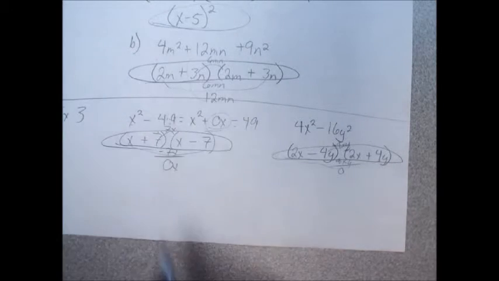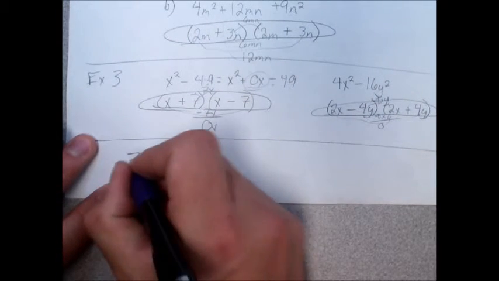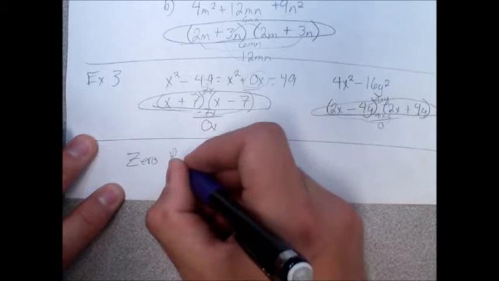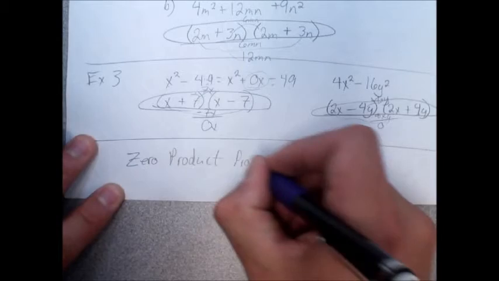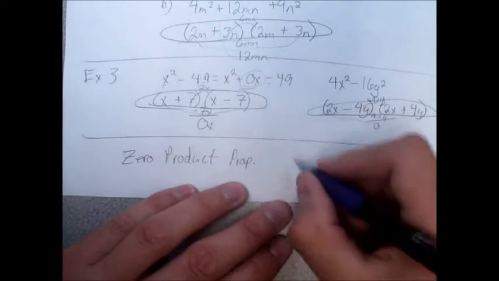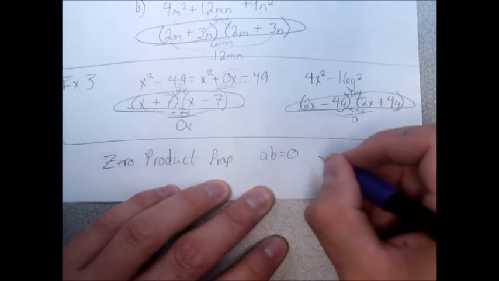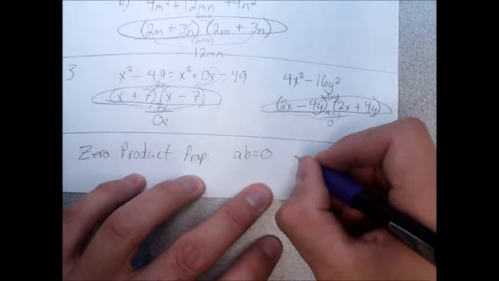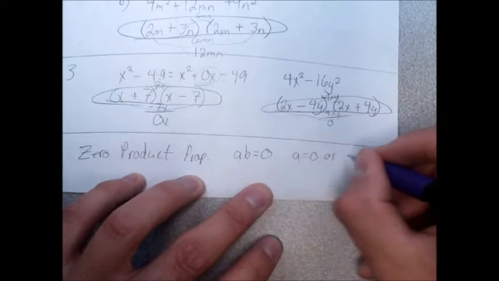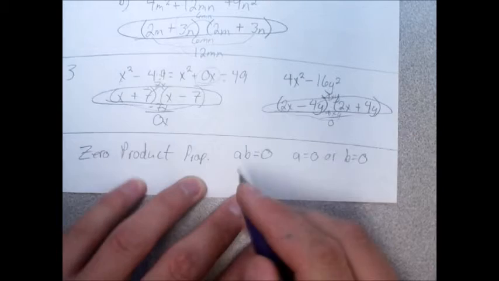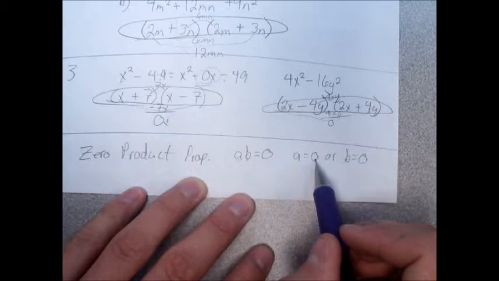All right, real quick, a property that y'all already know. I just need to remind you of it. It's called the zero product property. Okay, zero product property just says that if two numbers are multiplied together, a times b, and they equal 0, then one or the other has to be equal to 0 because they're multiplied by each other.